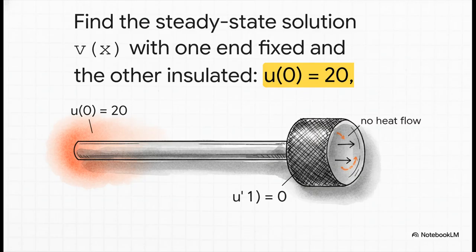All right, let's try a different flavor of boundary condition, one you're going to see all the time in physics and engineering problems. This time, the left end is held at 20 degrees, but the right end is insulated. Now, what does that mean, insulated? In math terms, it just means the rate of change of temperature, the derivative, u prime, is 0. No heat can get in or out.